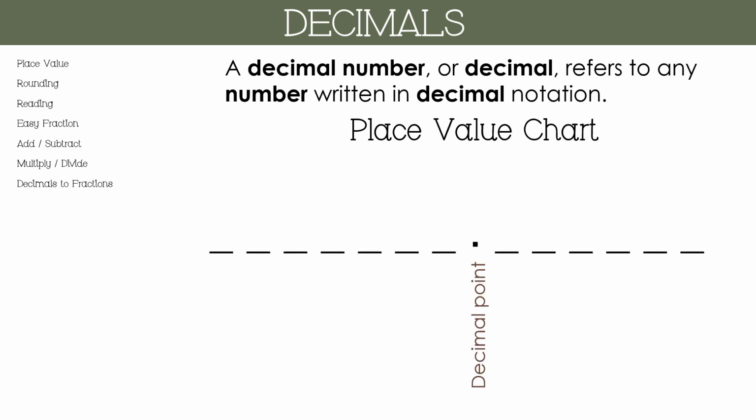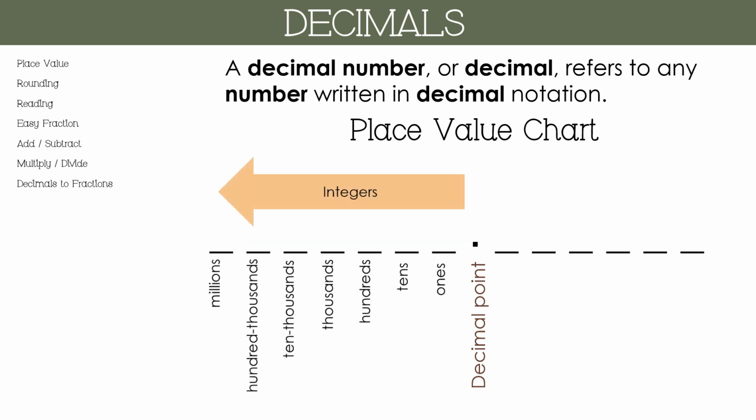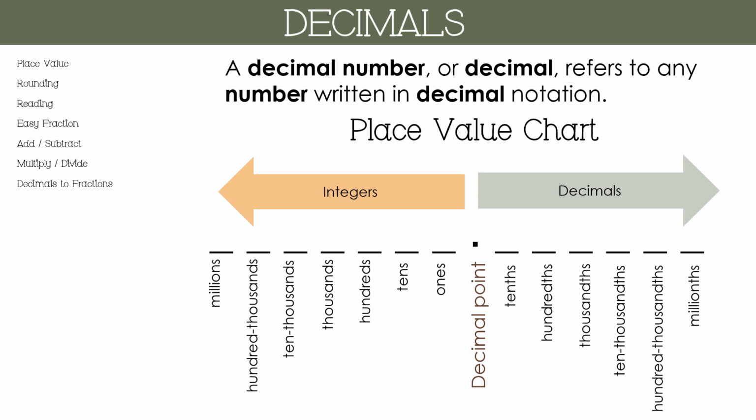Hopefully, we all know that in the center here is the decimal point. Everything to the left are integers. Those are really easy to remember because you just think about money. Ones, tens, hundreds, thousands, and so on. Everything to the right of the decimal is a decimal. Decimals start with tenths, hundredths, thousandths, ten-thousandths, and so on. The easy way to know the difference between an integer and a decimal is that decimal words end in THS.